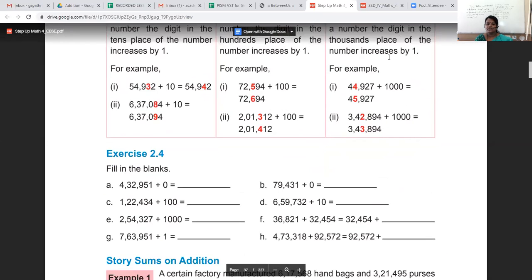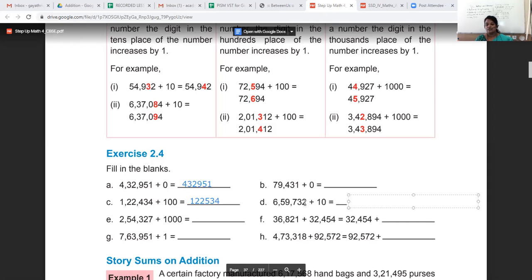Now, let us solve some examples on the same. Four lakhs 32,951 when added with 0, the answer would be 4 lakhs 32,951. That is, the number remains the same itself. Similarly, if we add 1,22,434 by 100, the hundreds place will be increased by 1. So the answer results in 1,22,534.